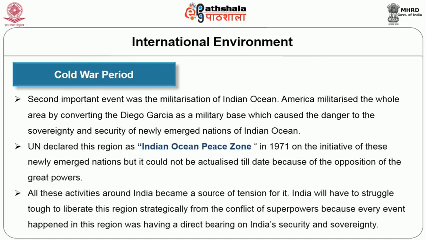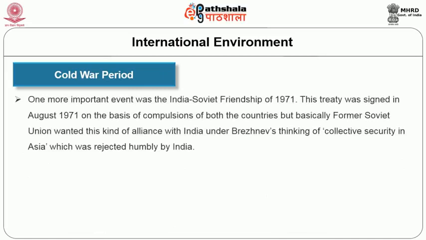All these activities around India became a source of tension for it. Hence, India will have to struggle hard to liberate this region strategically from the conflict of superpowers, because every event that happened in this region was having a direct bearing on India's security and sovereignty. One more important event was the India-Soviet Friendship Treaty of 1971. This treaty was signed in August 1971 on the basis of compulsions of both the countries.